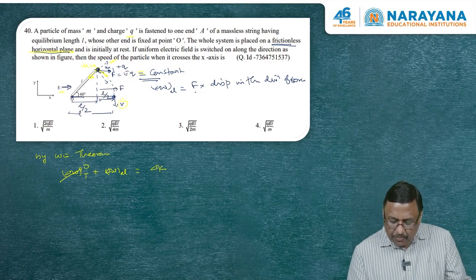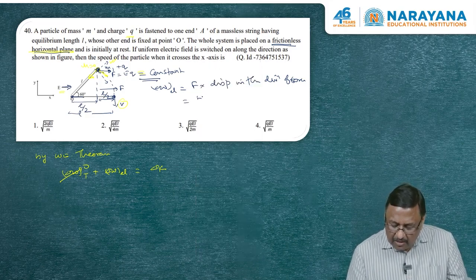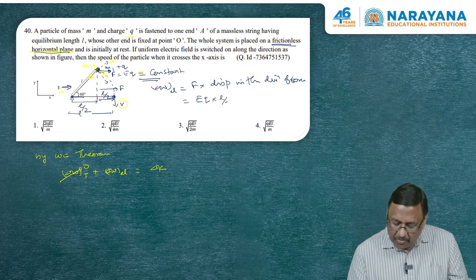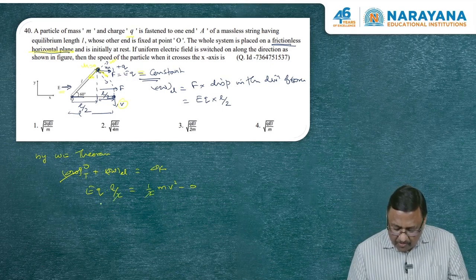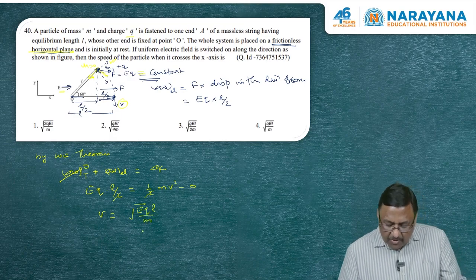So again, this is very simple. Work done is going to become my E into Q. So I can write now E into Q as my force into my displacement, which is going to be L by 2. So EQ is force, L by 2 displacement, change in kinetic energy is half m into v square minus initially it was 0. So if I solve this question here, 2 cancels out from here. What is my velocity? It is under root of EQL divided by m. EQL upon m should be the answer for this.